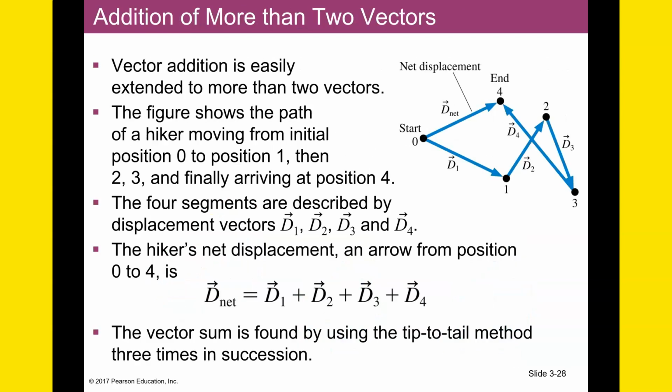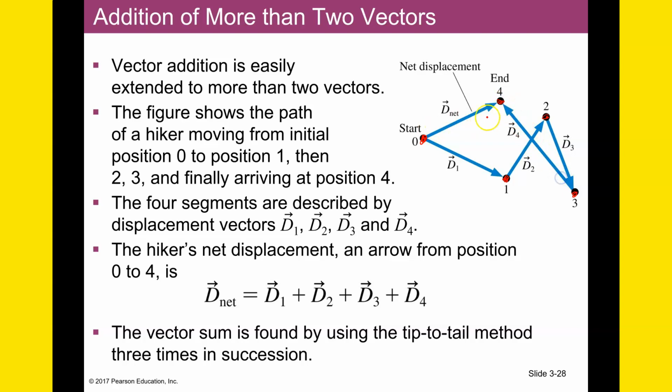Vector addition is easily extended to more than two vectors. The hiker: the figure shows the path of a hiker moving from initial position 0 to position 1, then 2, 3, and finally 4. So the hiker starts here, and first he takes displacement vector d1 and ends up here. Then he does displacement vector d2 and ends up here. Then he does displacement vector d3 and ends up here. Then he does displacement vector d4 and ends up here.